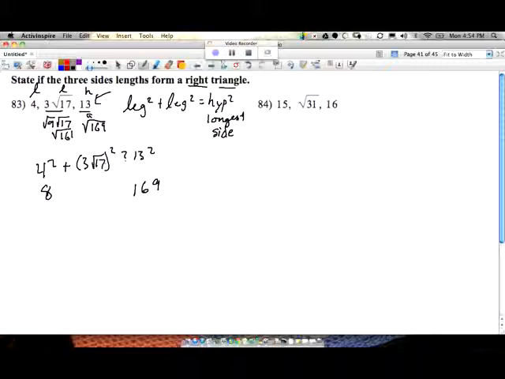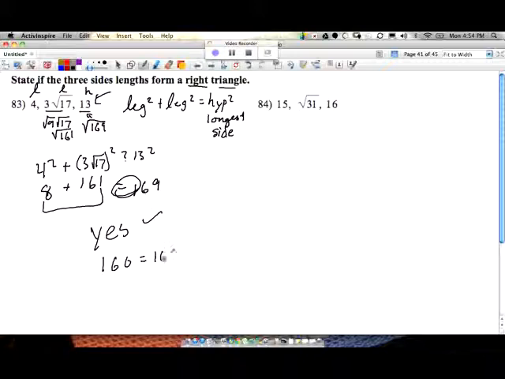Because 3 squared is 9, and square root of 17 squared is 17. That's 161. So this is 161. Hey, check that out. They are equal because 8 plus 161 does equal 169. So yes, it is a right triangle. Why? Because it equals that.